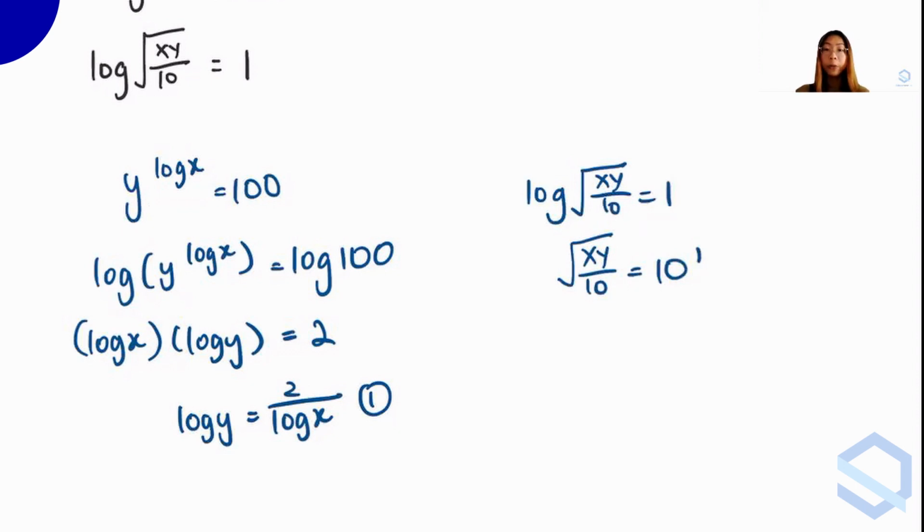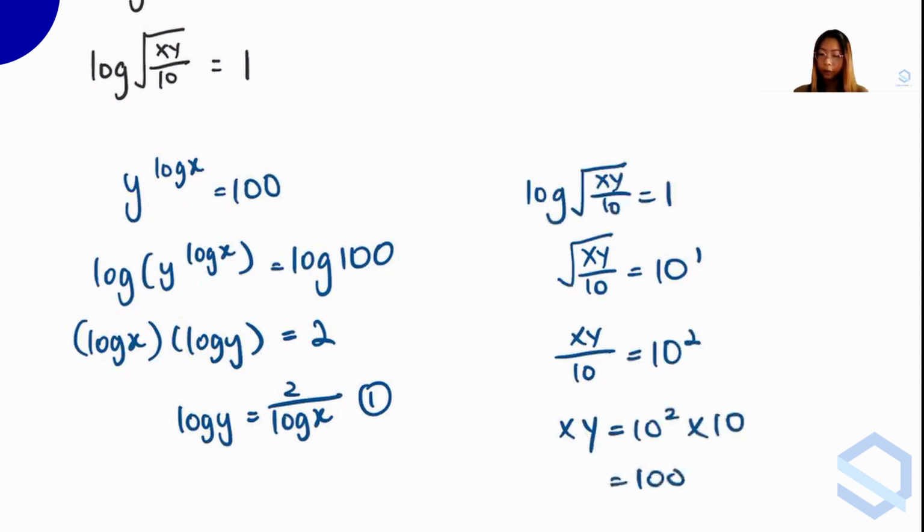And I want to remove my square root, so I'll square both sides. When I square both sides, I'll get xy over 10 would be 10 squared. And bring over the 10. So xy would be 10 squared times 10, which is actually just 1000.